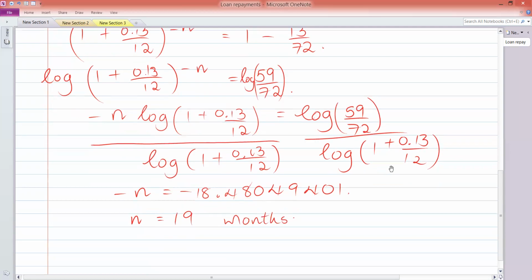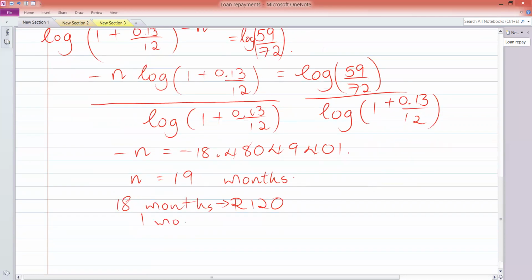Okay, what does this mean? It means that we're going to have 18 months where we're paying the full 120, okay? Then 1 month is going to be less than 120, okay? All right.